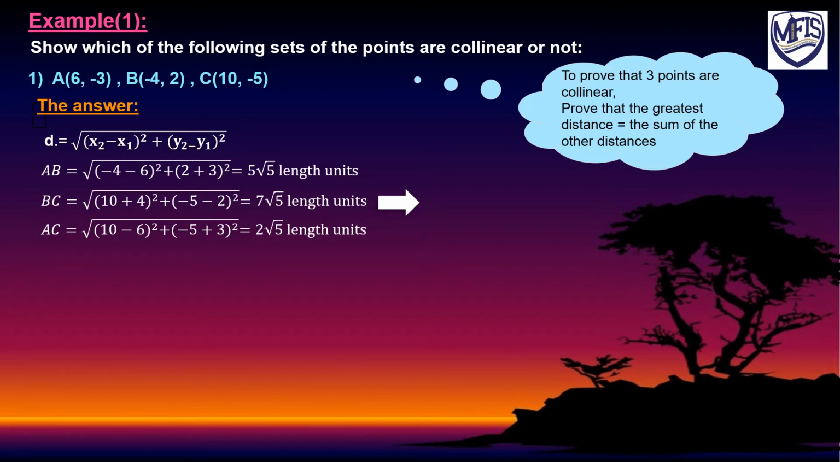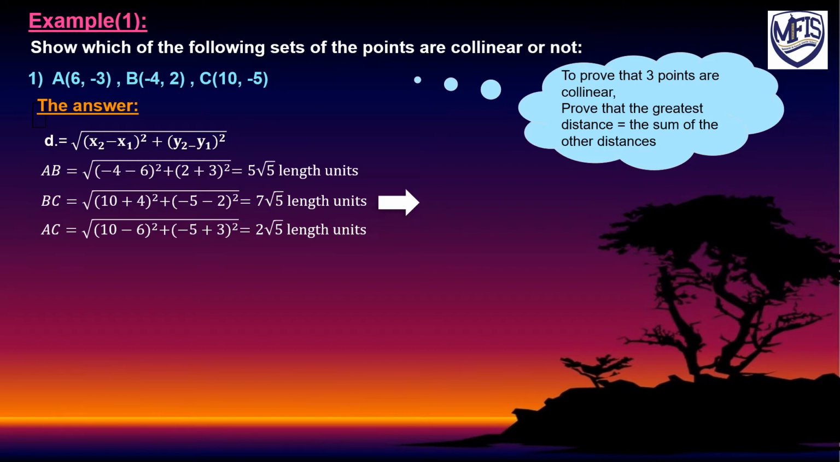Who can tell me which one is the greatest distance? 5 root 5, 7 root 5, or 2 root 5? Of course, here all the values have root 5. Then I will compare according to the whole number: 5, 7, and 2. That means 7 root 5 is the greatest distance. Or you can convert any irrational number into decimal form to determine which one is greatest.